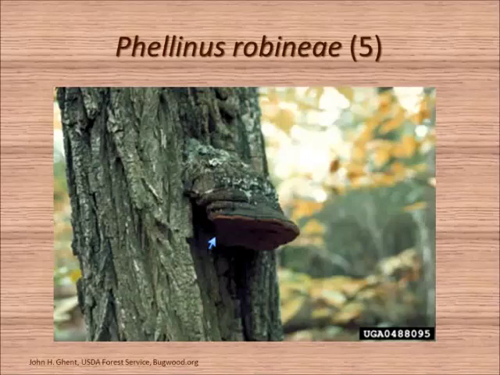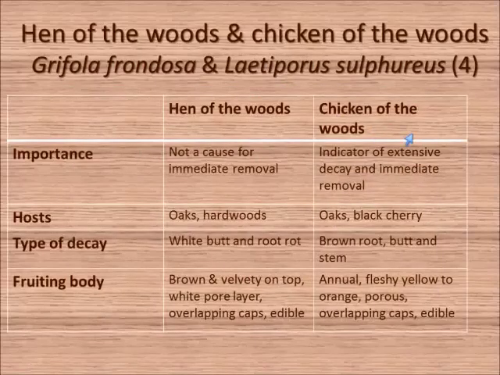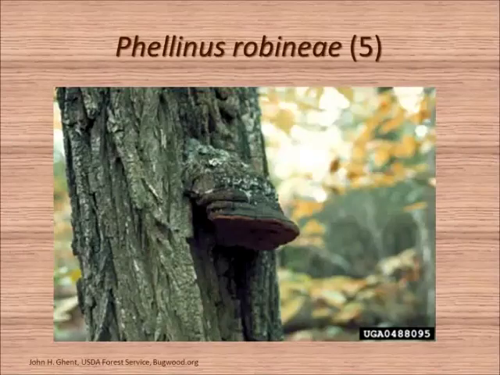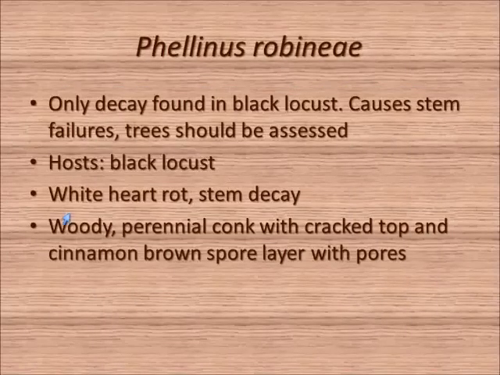Are brown rots in general more serious, more likely to need removal? Not necessarily. It's just that in the case of chicken of the woods, it's a more aggressive decay organism than hen of the woods. So Phellinus causes white heart rot, and Phellinus fungi are very good decayers. So if you see a woody conk that looks like Phellinus, it's usually something serious.